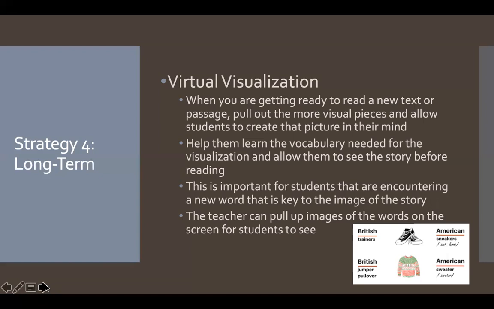So when they come across a word that they don't know, you can help provide them the definition and give them a visual on the screen that they can see to give them some more context to that word. So you're helping them learn the vocabulary needed for the visualization, and you're allowing them to see this visualization before reading the story. This is important for students encountering a new word that is also a key to the overall image of the story. So the teacher can pull up images of the words on the screen for the students to see.